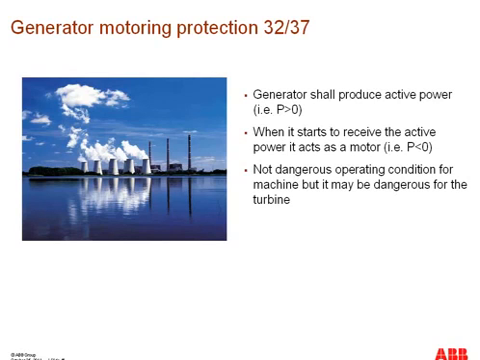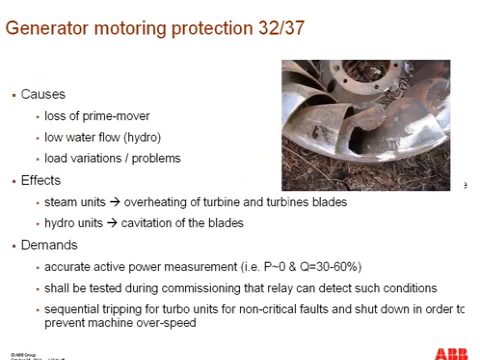Let's talk about the motoring protection now. As we discussed, if the machine is supplying active power to the system, then it is acting as a generator. And when it starts receiving active power from the system, then it acts as a motor. As far as the machine is concerned, this condition will not truly impact the machine, but it is very, very dangerous for the turbine. This picture shows the erosion and cavitation of the turbine blades due to the motoring condition of the generator.